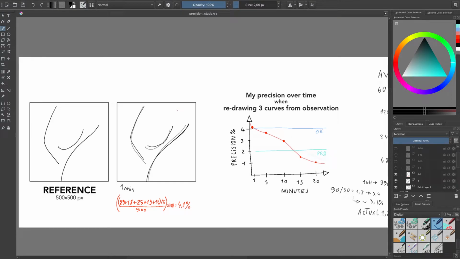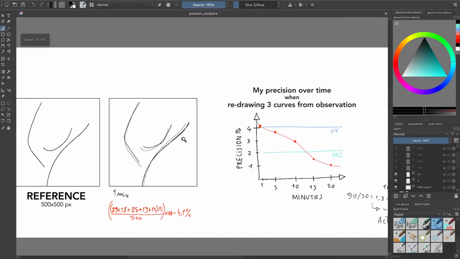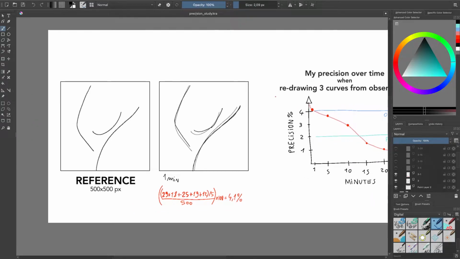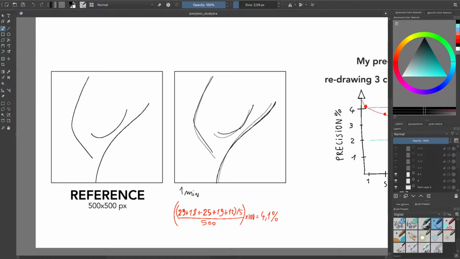Hello everyone. Today I'm doing a study of my precision over time when redrawing a curve from observation. Basically, I've drawn a square of 500 pixels by 500 pixels, and I've drawn a bunch of curves, just 3 here.